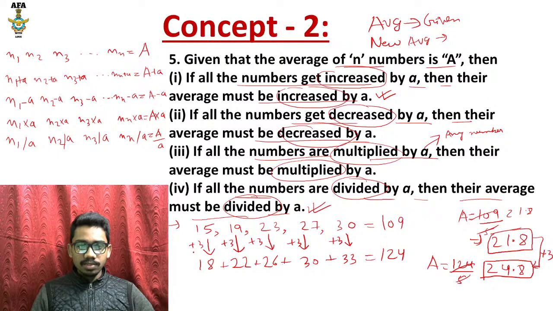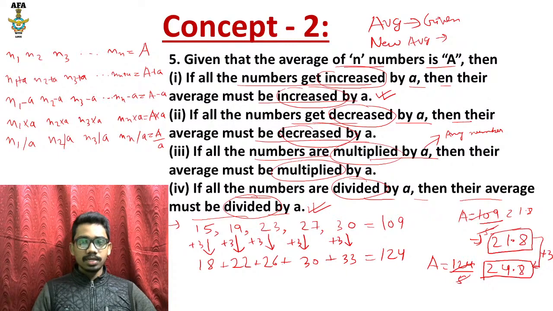If a minus sign was applied over here, minus 3, then the average would be decreased by 3. Okay? If a divide sign was applied, then the average would be divided by 3. And if a multiply sign is applied, then the average will be multiplied by 3. I hope this is clear. Concept number 2.